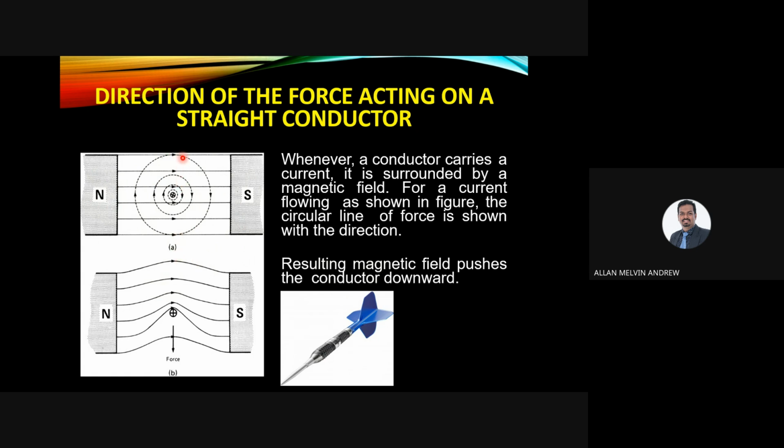The part where the fields are parallel will become strong. The part where they are against each other will cancel, and we can see the opposite side here. It will be clockwise, so they cancel each other, and the conductor will move downwards.